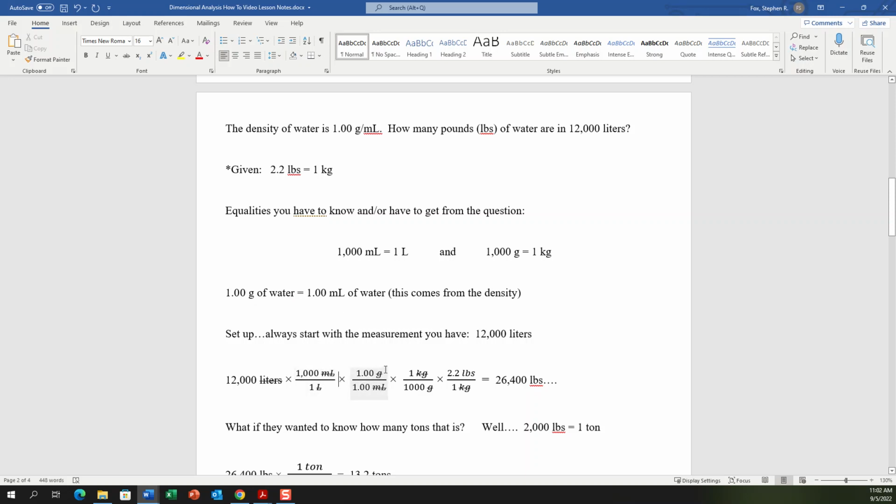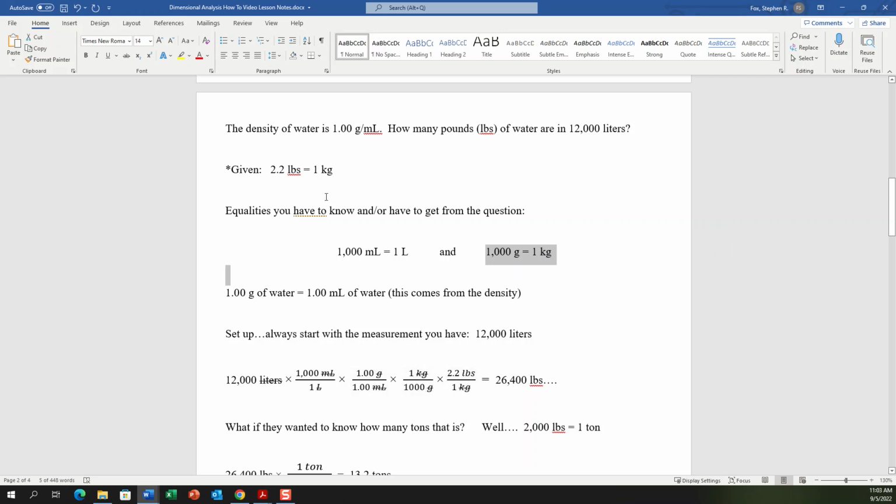Okay. And then I don't have an equality for grams to pounds, but I do have kilograms to pounds. So I know how to go from grams to kilograms, and that's what I'm going to do next. Once I have grams, I'm going to put 1,000 grams from that equality on the bottom, and 1 kilogram on the top. That'll cancel out grams and give me kilograms.